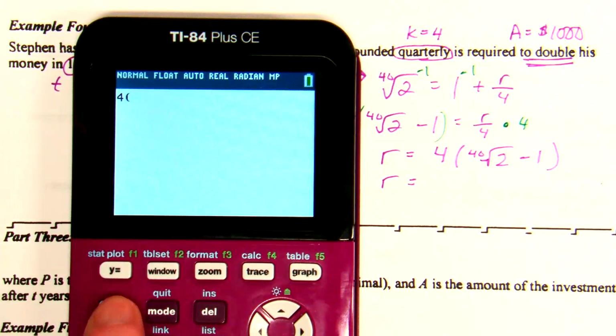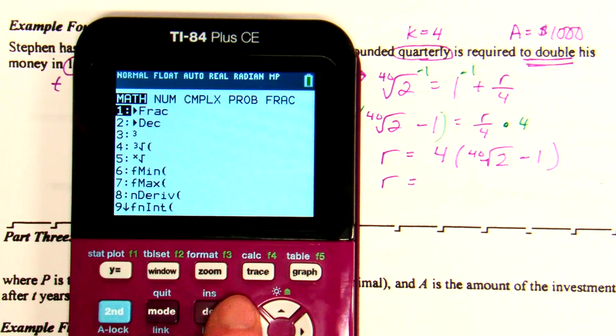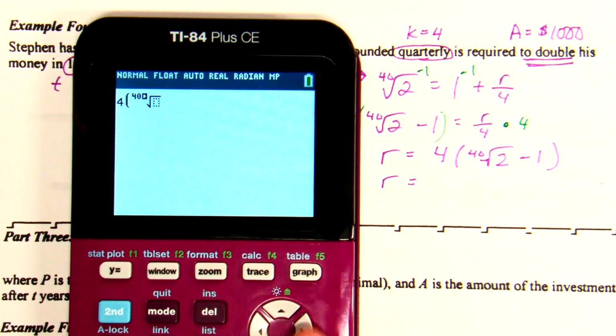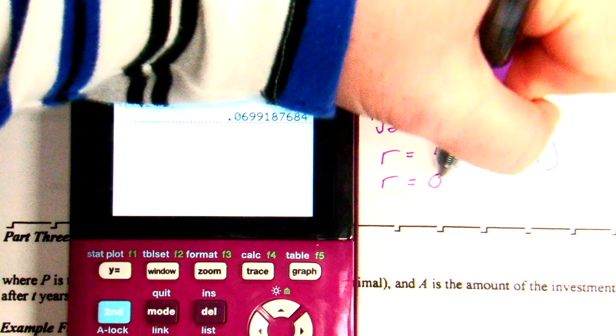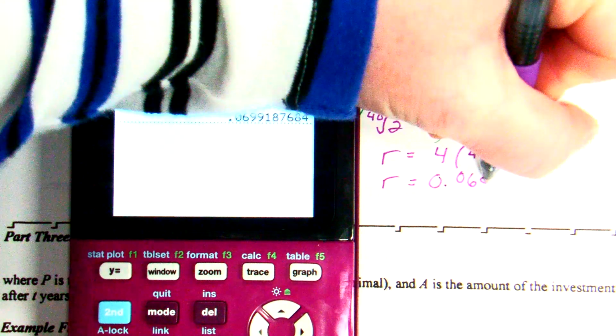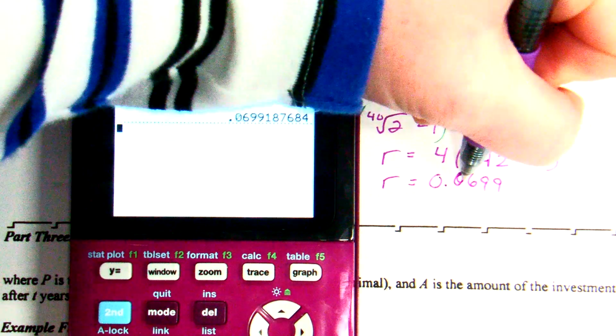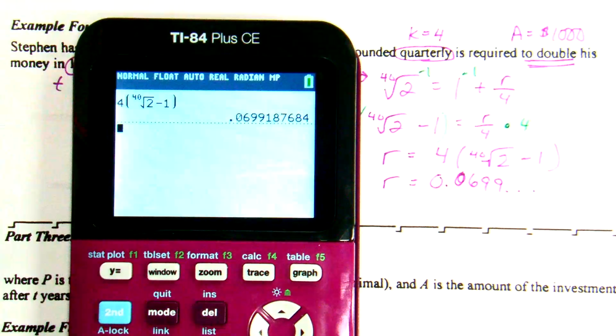So for parentheses, I'm just going to enter this all at once. Math. So now I type in the 40th for my root, 2, get out from under the radical, minus 1. Okay. Did you get your calculator to match my calculator? So R is 0.0699, so on and so forth.